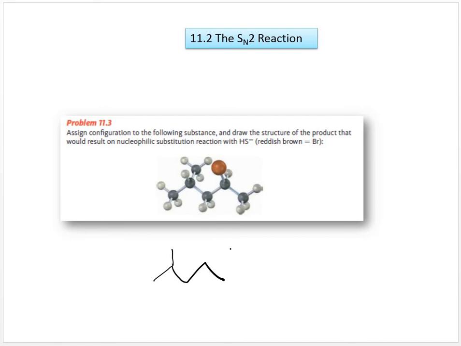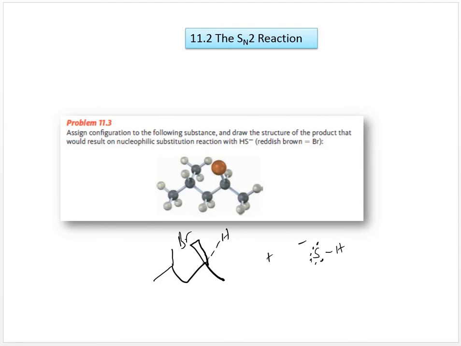So I would like to draw H as dash representation, meaning that it's going away from the plane, and it's coming out of the plane, the bromine. So I'm going to draw this one as a wedge. So this is bromine. So what is the reaction? The reaction is between SH minus and this alkyl halide. This is negatively charged. So let's firstly assign the configuration of this chiral carbon. Is it R or S?